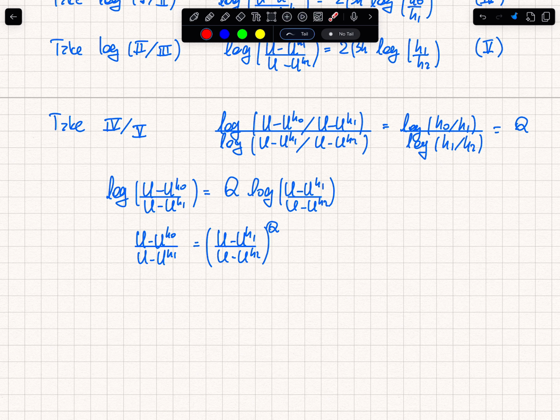And again, U is going to be an approximation of the exact strain energy. So this is what we can use to do convergence analysis when we don't know the exact solution of a problem. Yeah?